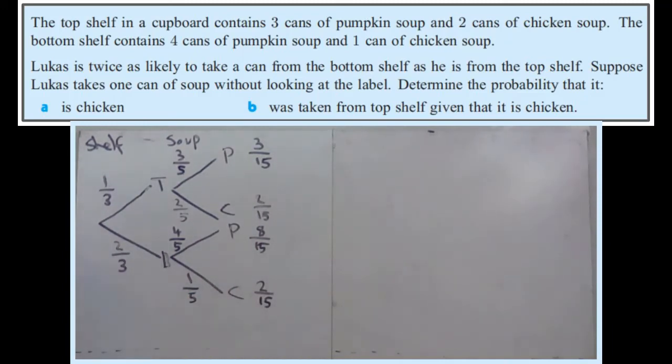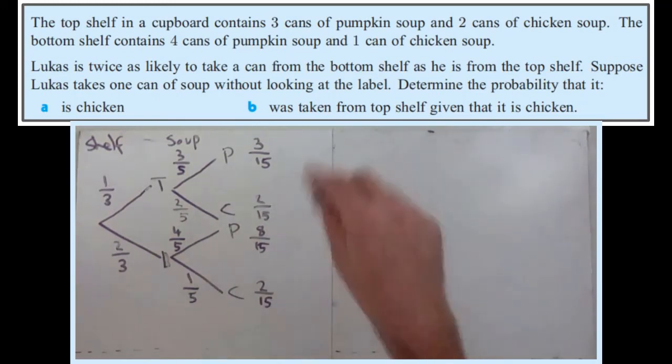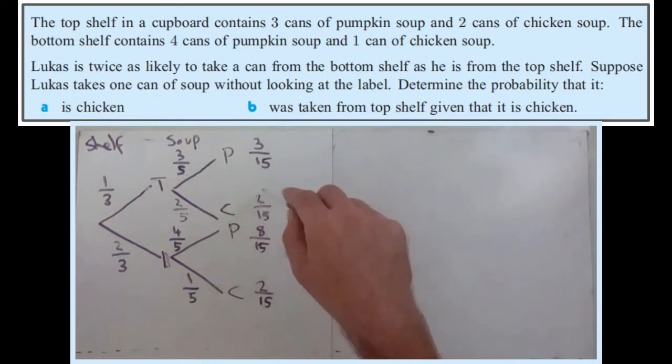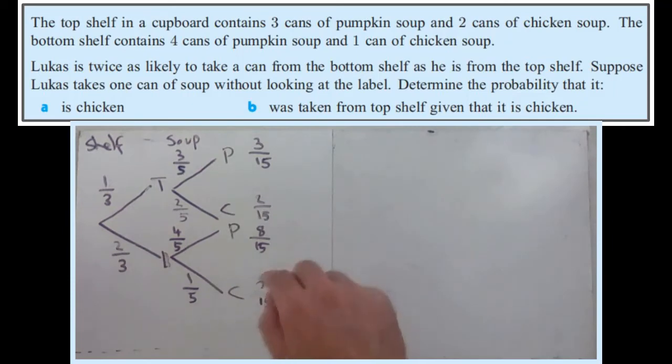A little check. You know that these should add up to 1 because it's all possible events that can happen. These should add up to 15 over 15. So 3, 5, 13, 15. That's great. It doesn't guarantee that I'm right, but if it didn't add up to 15, it would guarantee that I was wrong. So now we can start to answer some questions. We just need to find the probability that we get chicken.